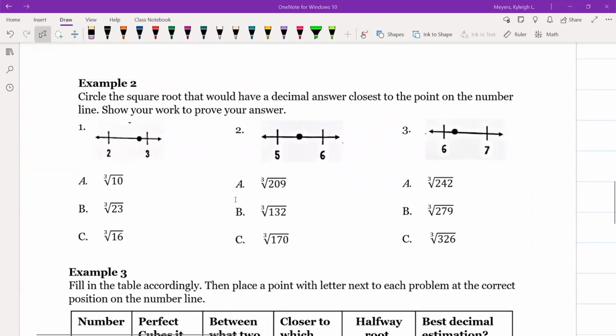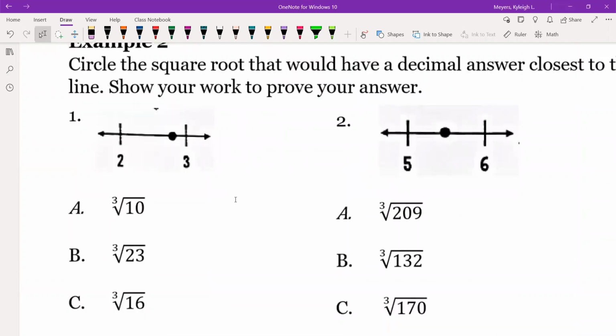So example 2, circle a square root that would have a decimal answer closest to the point on the number line. Okay, so to show our work, remember what we did last time is that we put our perfect cubes on the number line, right? So the perfect cube of 2 is 8, and the perfect cube of 3 is 27. And here's the halfway point. So I know whatever number has to be higher than the halfway point. Okay, so it's got to be closer to 27. So the one that's closest to 27 is going to be B.